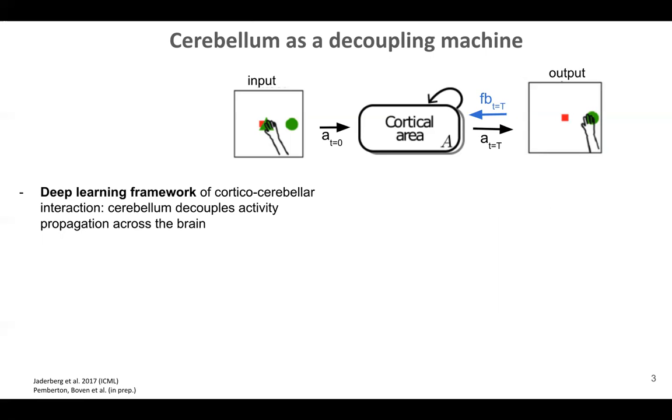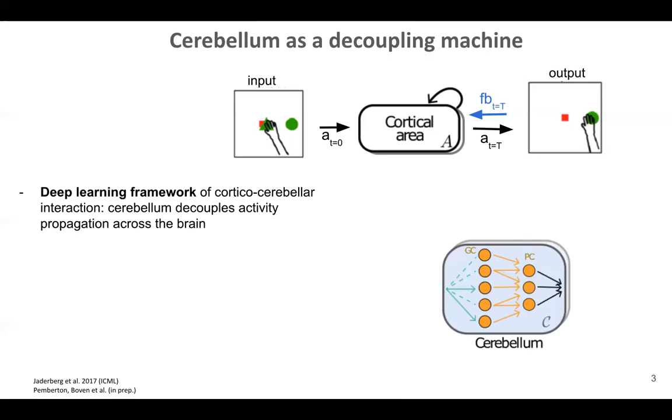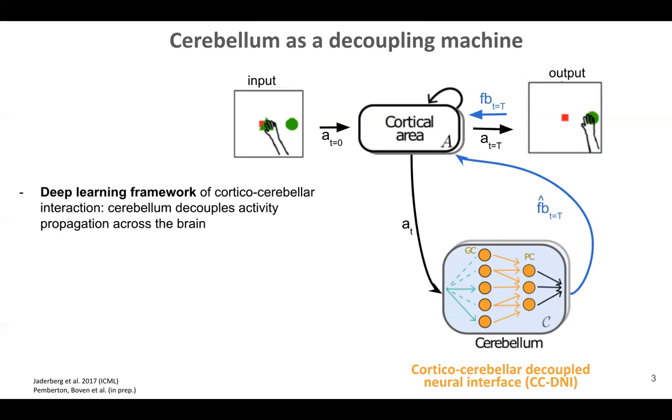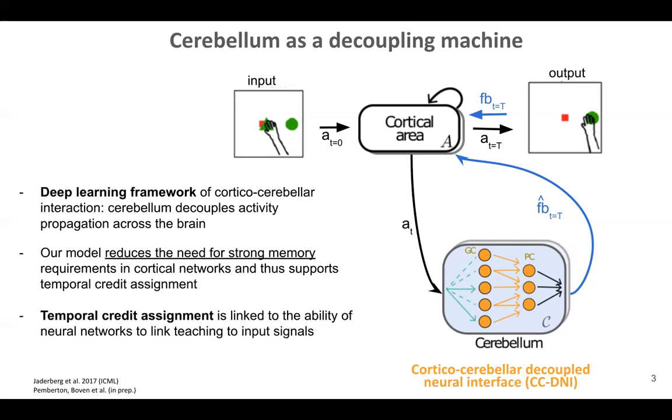And based on cerebellar function and anatomy, we can introduce a separate network with which the main network communicates, and the neocortex can send a copy of the motor command activity, which is then used by the cerebellum to make predictions about this sensory feedback, if you will, of this command. And so thereby bypassing this more slow cortical feedback. And in this framework, we refer to it as corticocerebellar decoupled neural interfaces, as the cerebellum decouples the feedback activity.